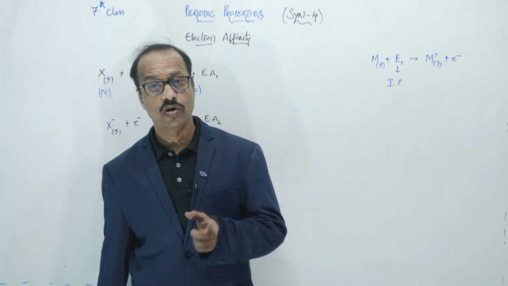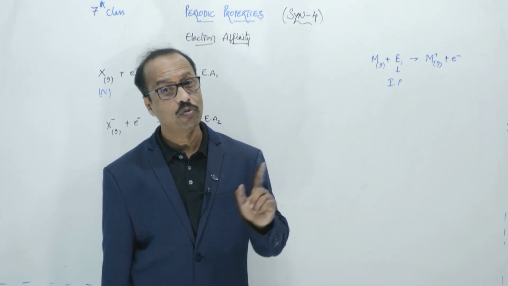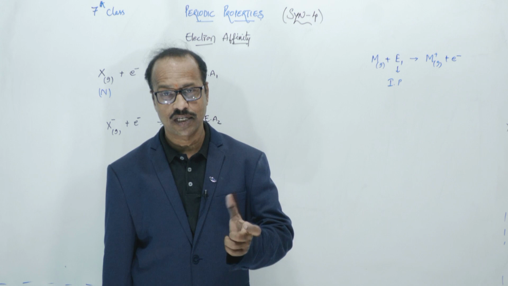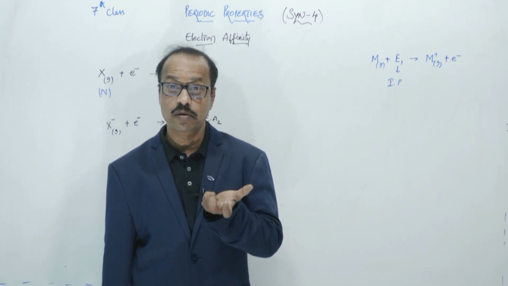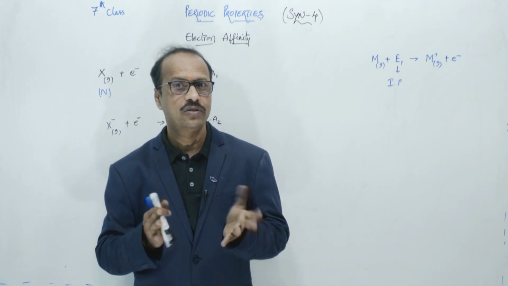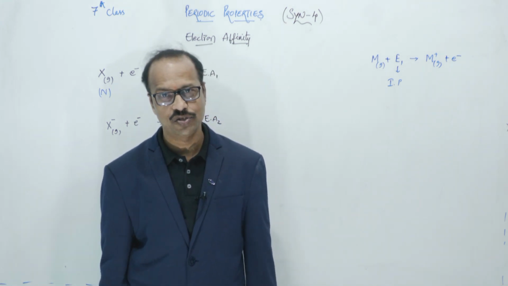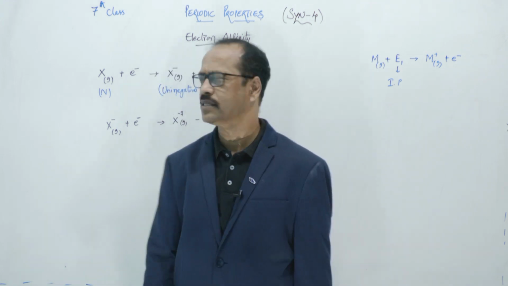Why? Because already when an electron is added, it becomes negatively charged. If you would like to add one more electron, negative, negative, repel. So there is a repulsion force between this and this electron. So now to overcome the repulsion forces, we need to provide the energy. Is this clear? That's it.